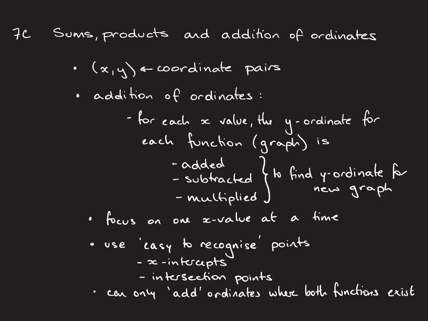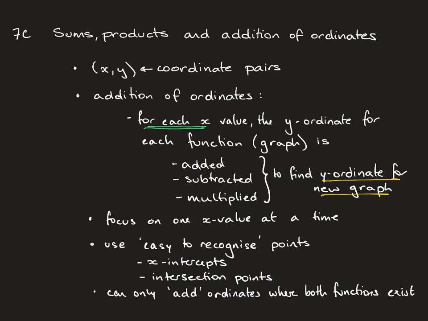So in this video we're going to revisit sums, products and addition of ordinates for functions. So we know that (x, y) in brackets like this we call coordinates or a coordinate pair. For addition of ordinates, what we're doing is for each x value, we look at the y ordinate for that particular point on the function, and then we either add them, subtract them or multiply them. And what that does is gives us a new y ordinate for the new graph.